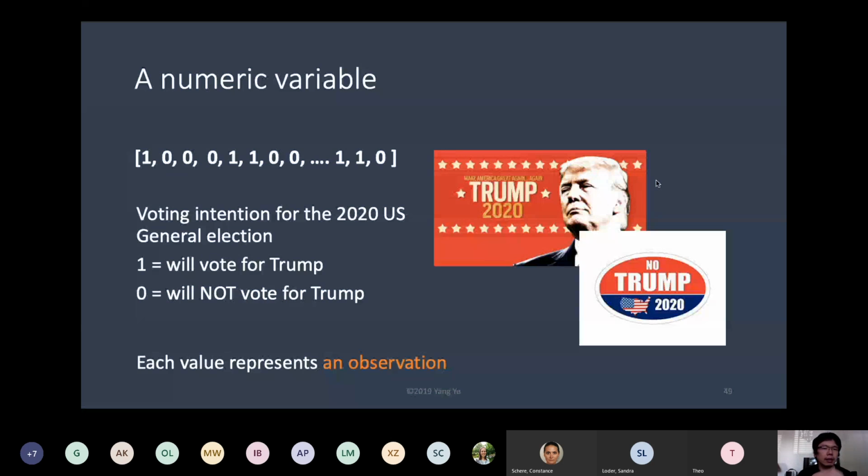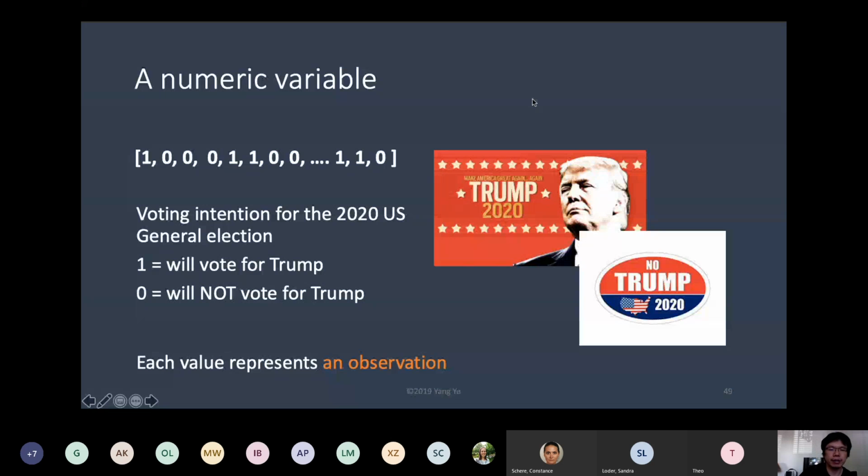And this is a numerical variable. A variable itself is just a group of numbers. So in this case, we have a group of 0s and 1s. Again, in order to understand this variable, we have to understand what the number represents. It turns out these numbers are a voting intention for the 2020 U.S. general election. So 1 means we'll vote for Trump, 0 means will not vote for Trump.